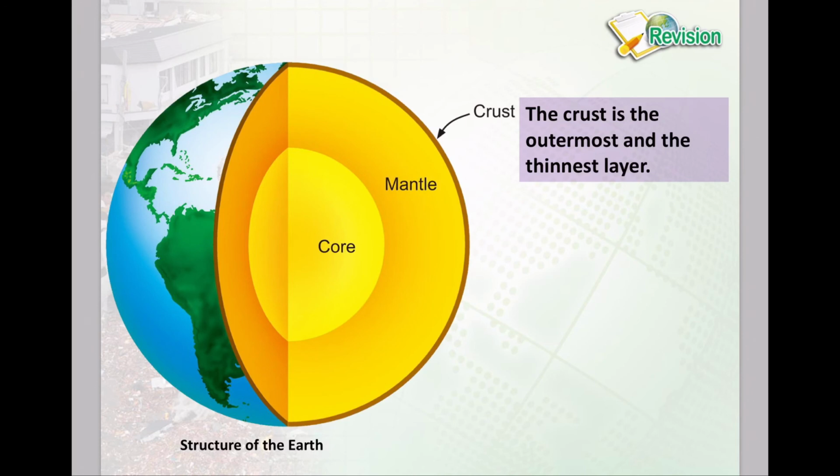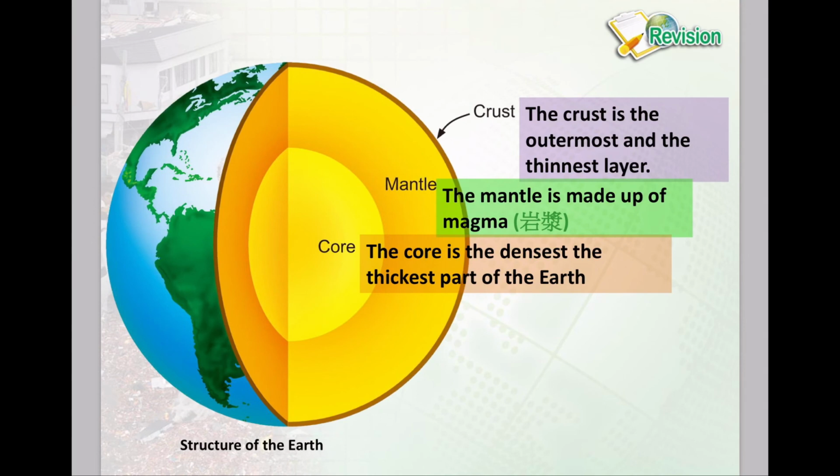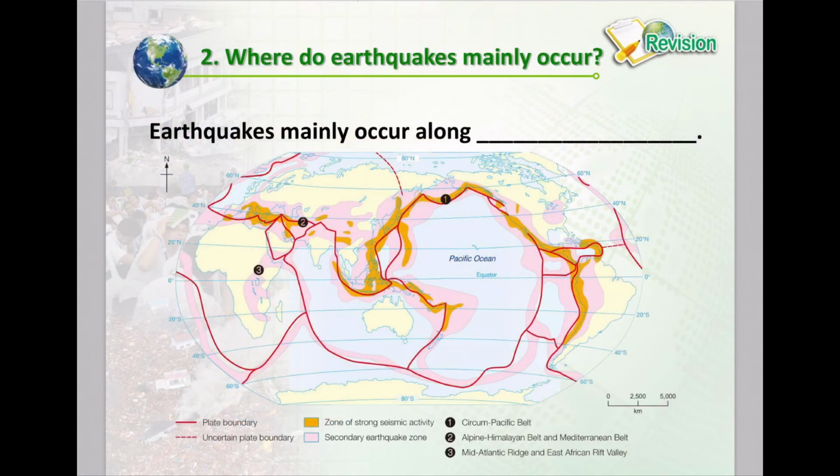The crust is the outermost and thinnest layer. The mantle is made up of magma. And the core is the densest and the thickest part of the Earth. And so, where do earthquakes mainly occur?